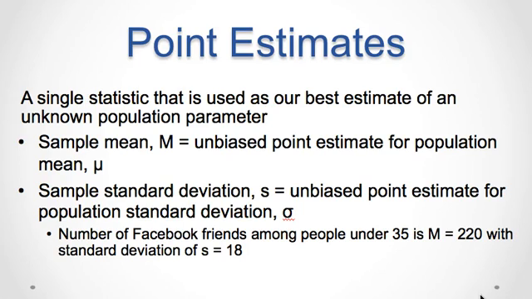For example, the sample mean M is an unbiased point estimate of the population mean mu. The sample standard deviation S is an unbiased point estimate of the population standard deviation sigma. The following are examples of point estimates. The number of Facebook friends among people under 30 is M equal to 220 with a standard deviation of S equal to 18. The advantage of a point estimate like the sample mean is that it is easy to calculate and easy to understand. The disadvantage, however, is that we have no clue as to how accurate this estimate really is.